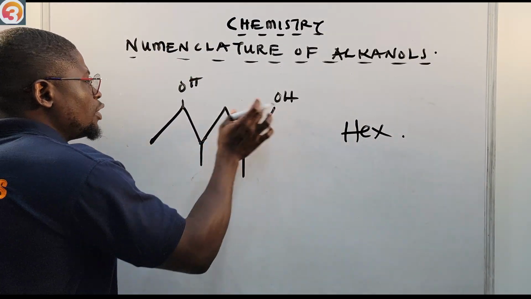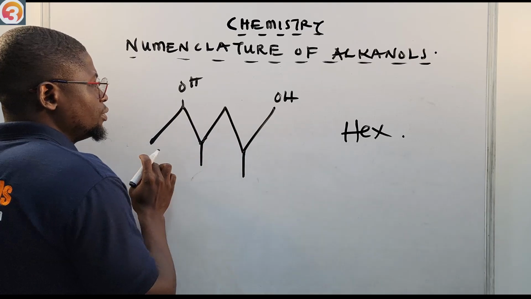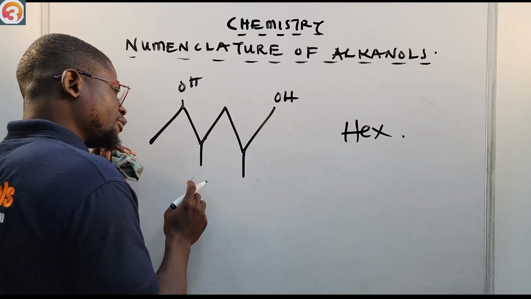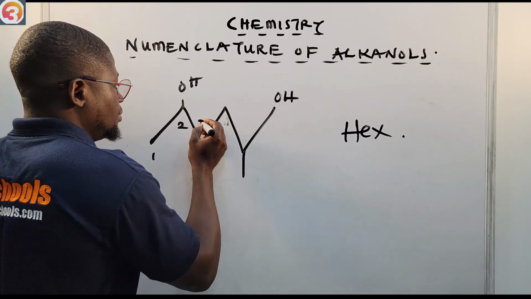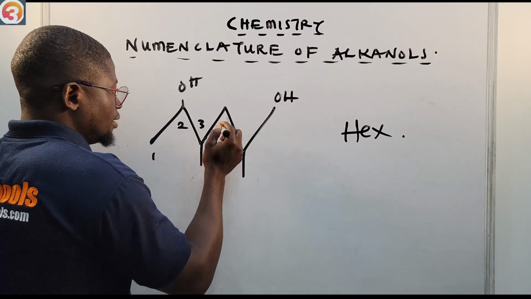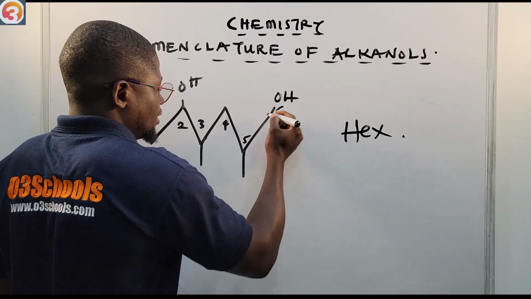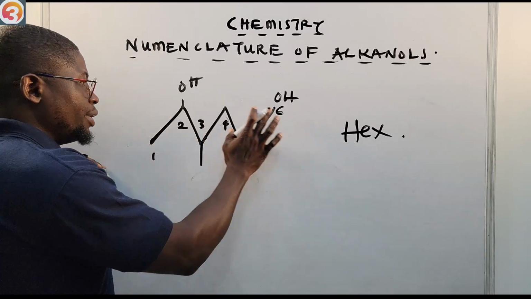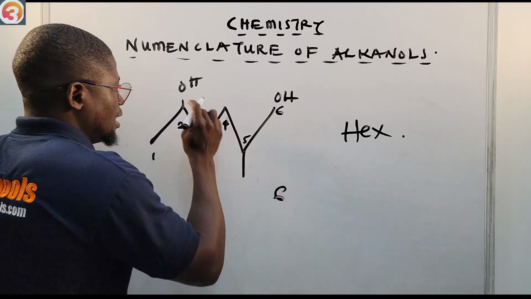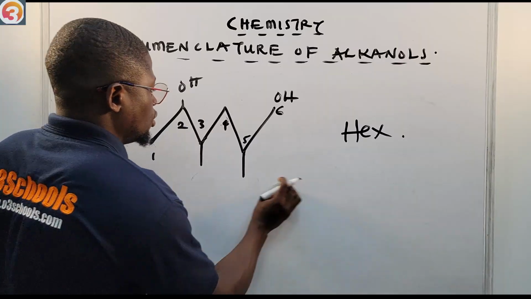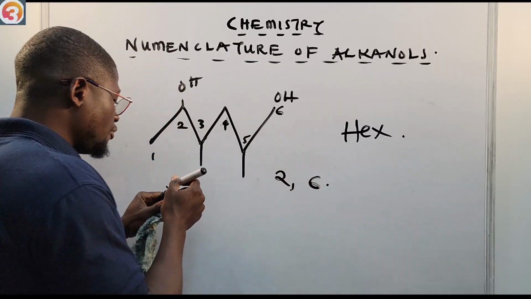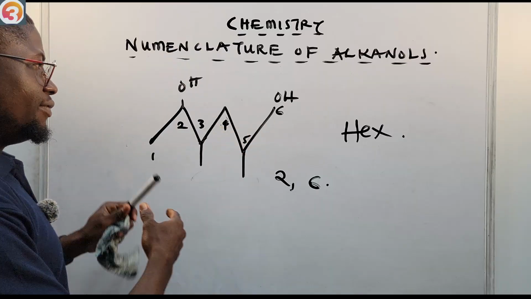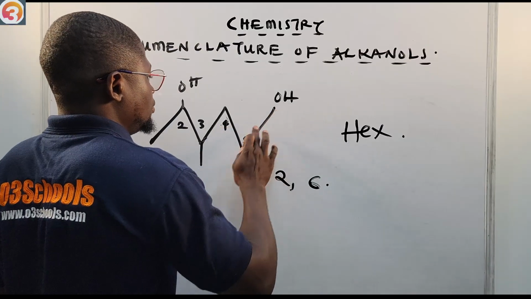Then the position of the OH group. If you number from left to right, this will be 1, 2, 3, 4, 5, 6. So we have the OH group on carbon 2 first, and then on carbon 6.